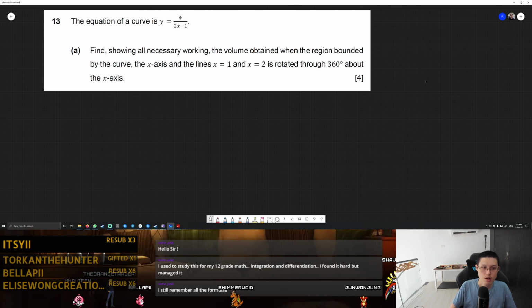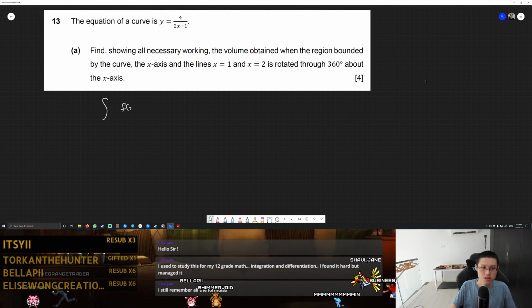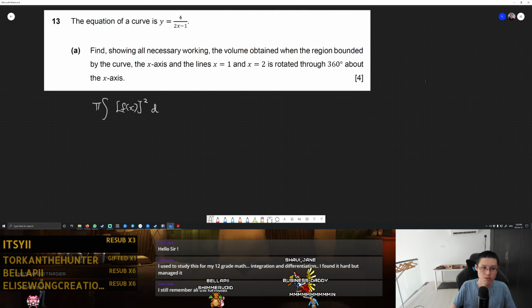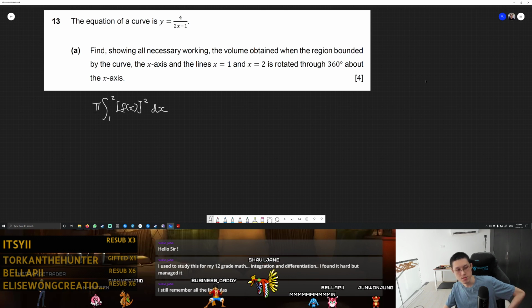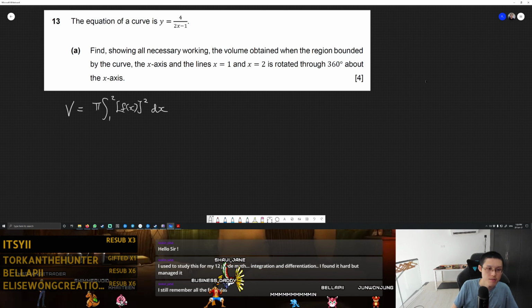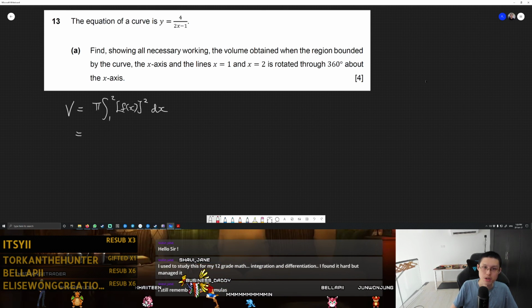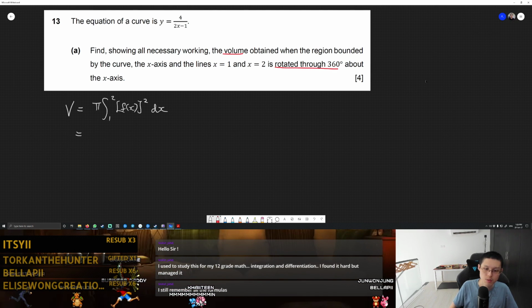Okay, so remember when you want to rotate something around the x-axis, you have to integrate the function, and then you square the function. You multiply it by pi, and then you do dx. And you have to put the limits that you're interested in, which in this case is 1 to 2. Whenever you see the word volume and then rotation, this is what you want to do.